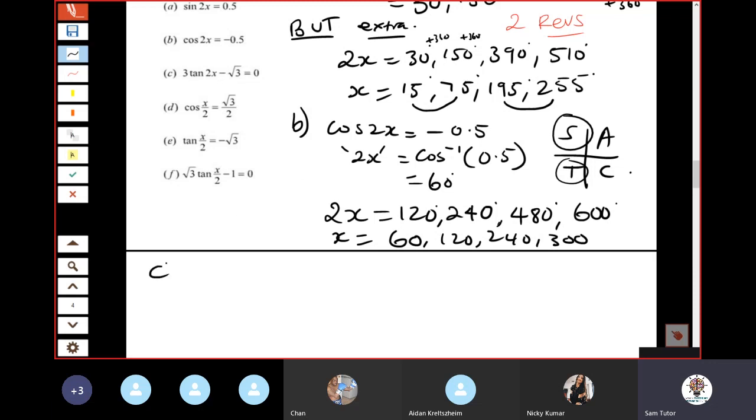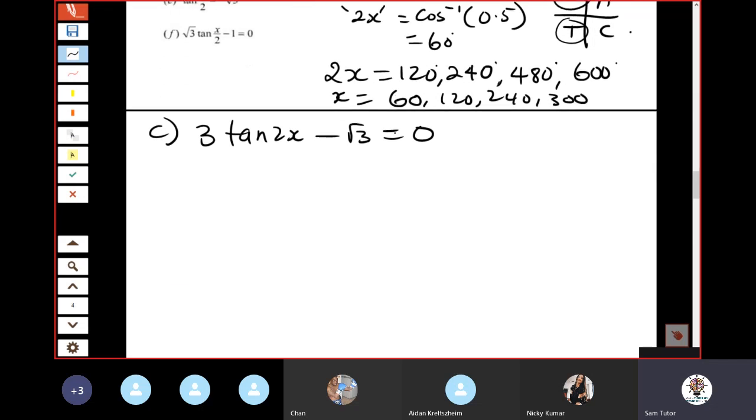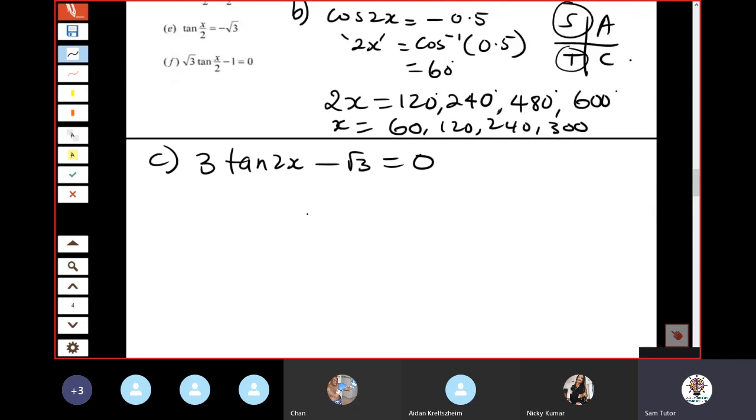Giovanni, let's try C. Do we move the root 3 over first? Good man. Tan 2x equals root 3, and you have to get rid of this 3. What are you going to do to it? Divide by 3. I think you should be able to do that in one line by now. Good. And then tan 2x equals root 3 over 3.